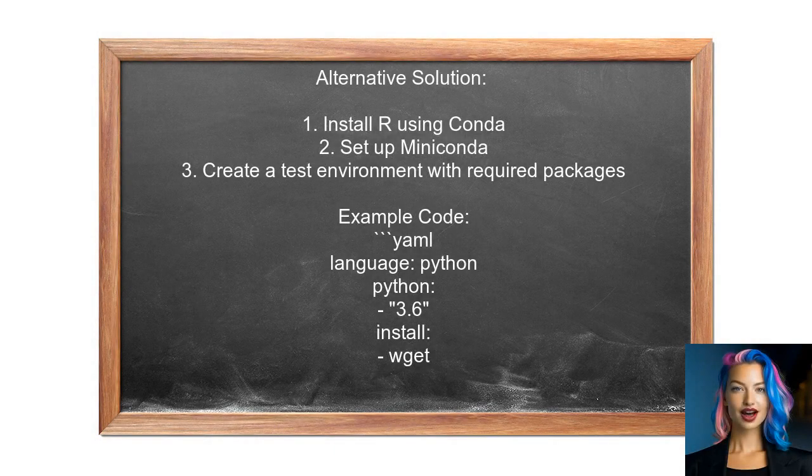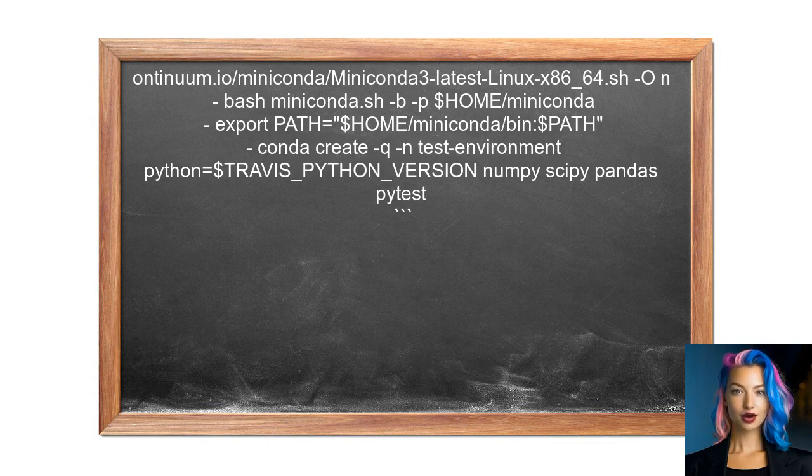Another method they mention is to install R using Conda. This involves setting up mini-conda, configuring channels, and creating a test environment with the required packages. This approach is particularly useful for managing dependencies more efficiently.